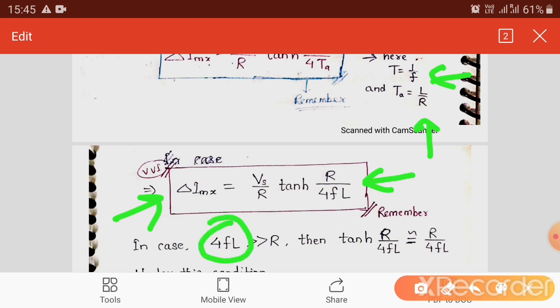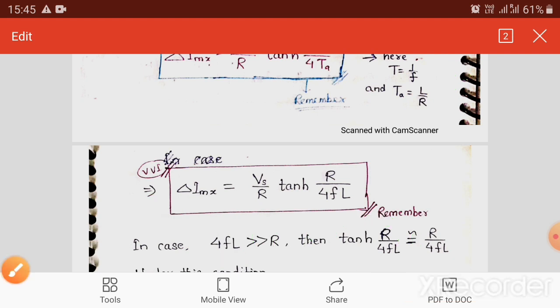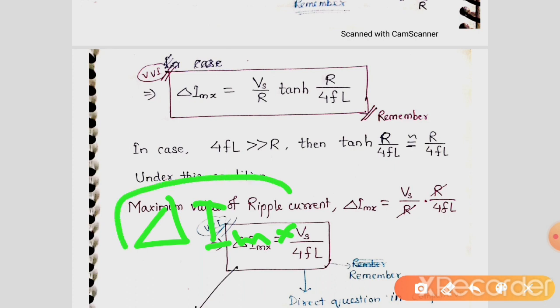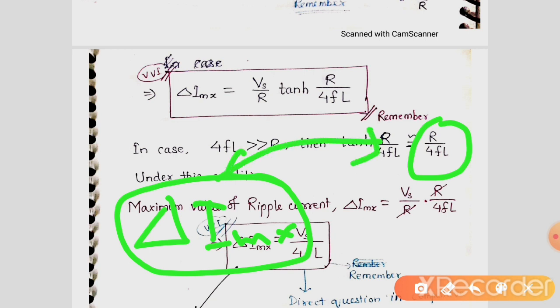Now this 4FL magnitude can be very large as compared to the resistance value. So tanh R upon 4FL is approximately equal to R upon 4FL. This is just the approximate relation which we are trying to find between delta I max and the chopping frequency term, so that we understand the relation between the ripple current and the chopping frequency. So we are trying to approximate the expression which we obtained earlier.